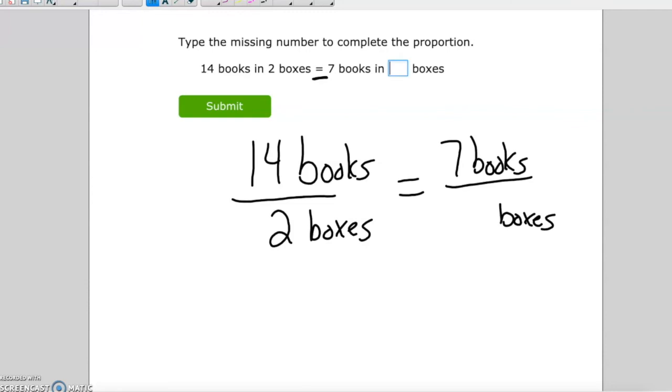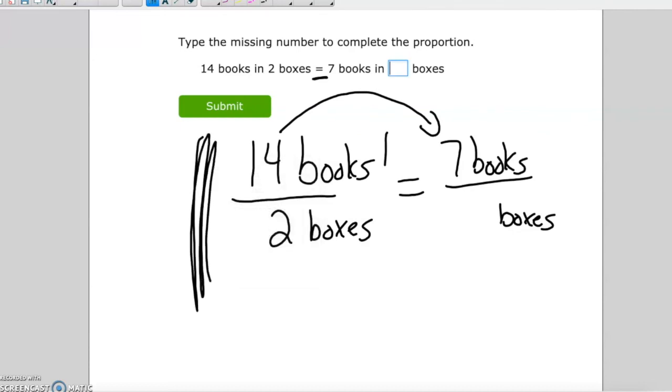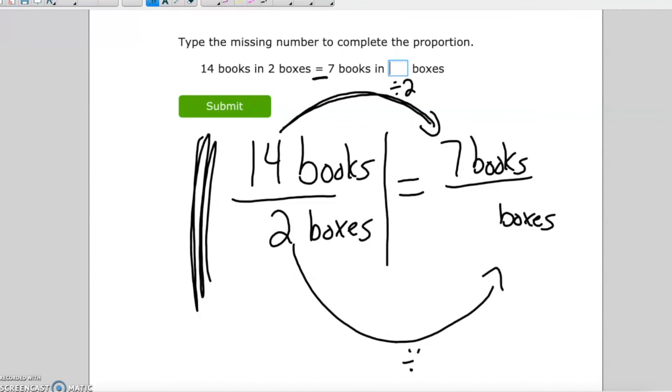Okay, so we look, how do you go from 14 to 7? You start with what you know. We know this one on this side, right? We know this one, so we start here. I'm going to draw my arrow to the next one. 14 to 7, we're dividing by 2, right? 14 divided by 2 is 7. Look at that, that's a unit rate, isn't it? Divide that by 2. 1 boxes. The answer is 1 boxes.